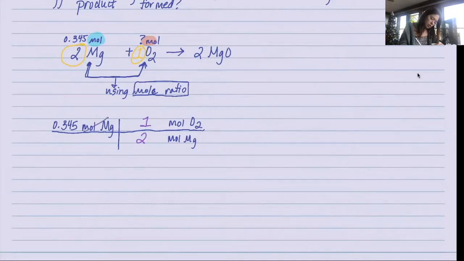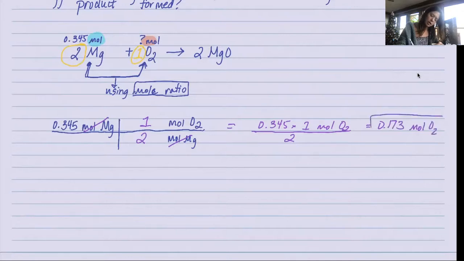Oops. This cancels, this cancels. I'm left with 0.345 times 1 mole of oxygen. Those of you that have been paying attention know that I would not times it by the 1, divided by 2 equals 0.345 divided by 2. And that is 0.173. 0.173 what? Moles of what? Oxygen. I need some of you to get better at that, okay?